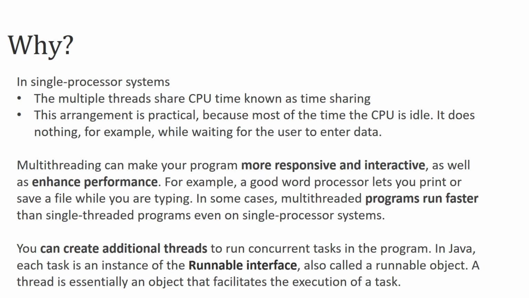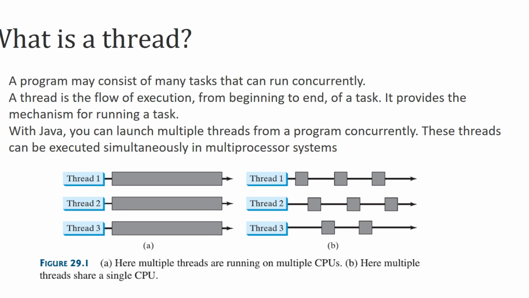Okay, so why do we want to learn about multi-threading, and why do we want to use it? You have to understand that sometimes we use concurrency and multi-threading interchangeably as synonyms. Basically, concurrent systems is the concept here. In single processor systems, the multiple threads share the CPU time, known as time sharing. As you have seen just now on the right, they share the time.